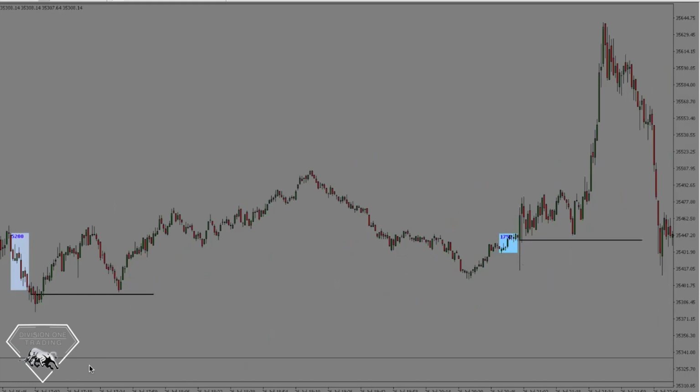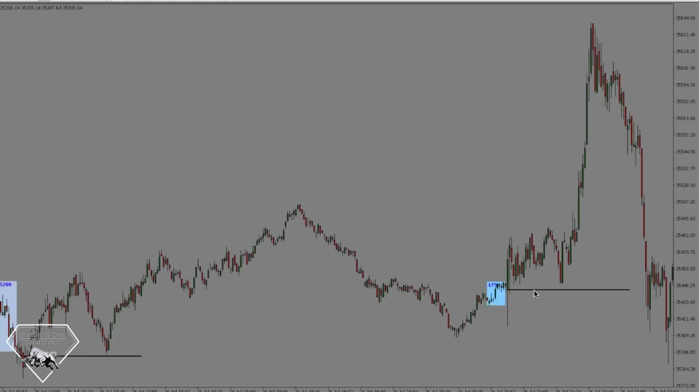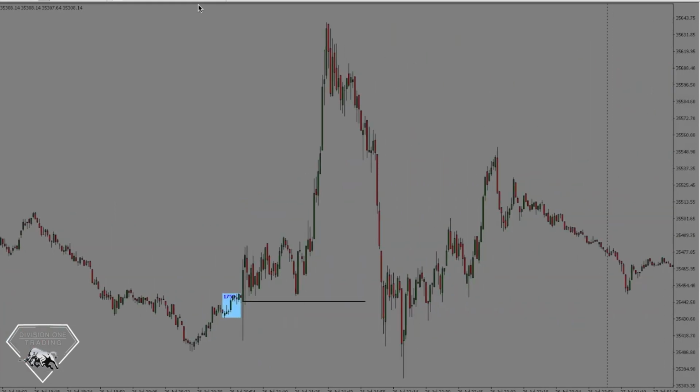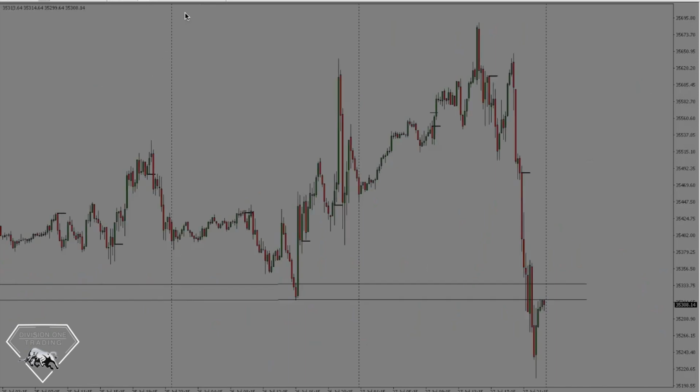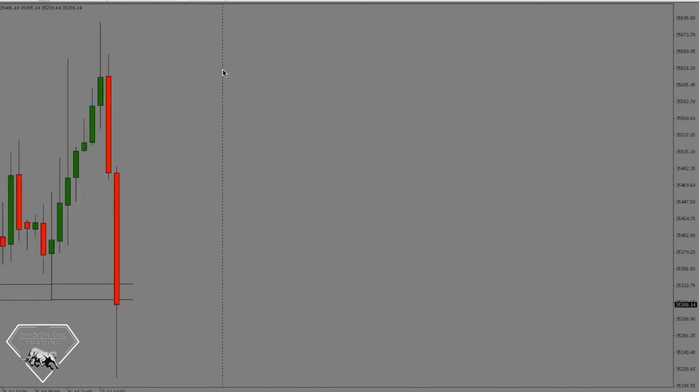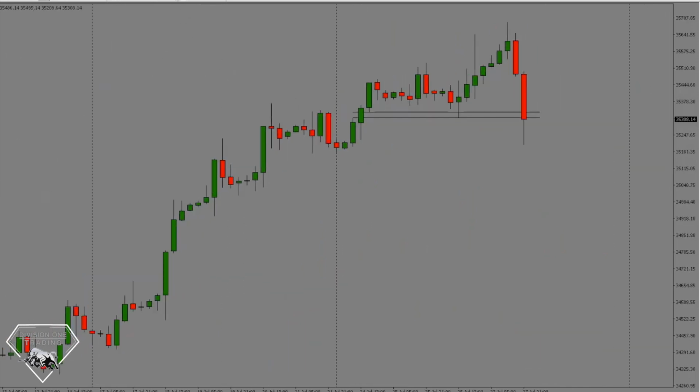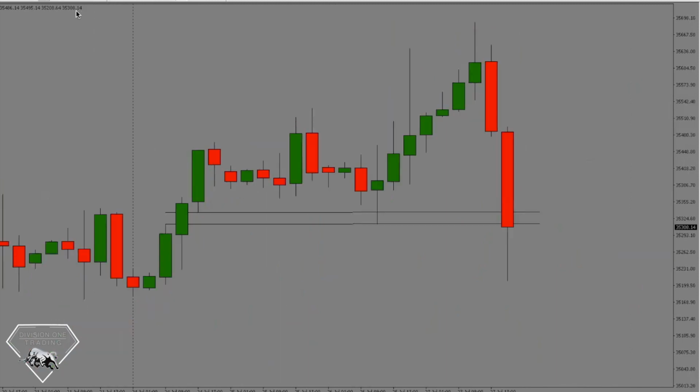Same thing here, that 4-hour fair value gap already got attacked, and then boom, they run up, take more liquidity. They make better use of their time. Now let's look at another one. So this was the high of the week.